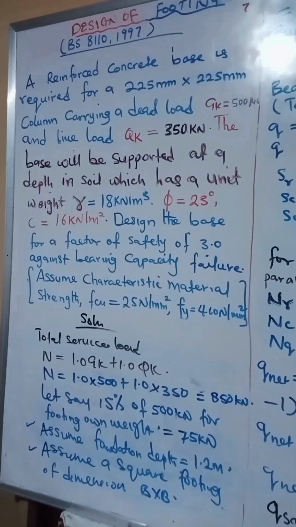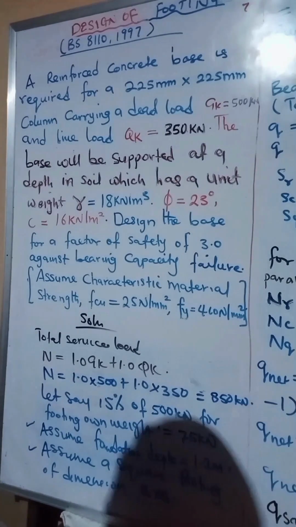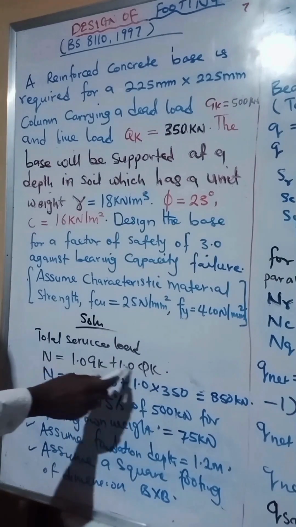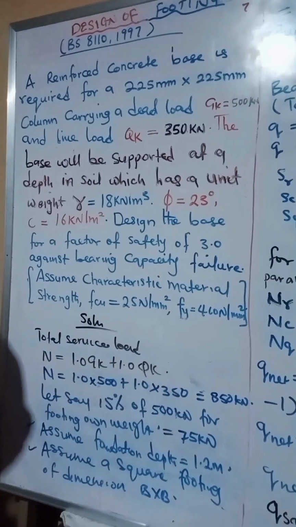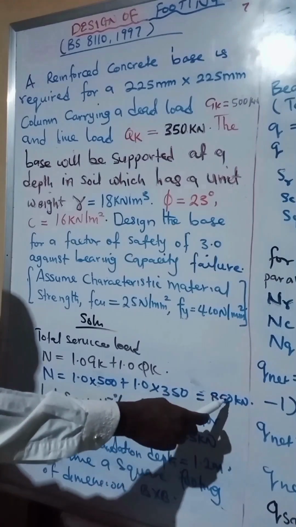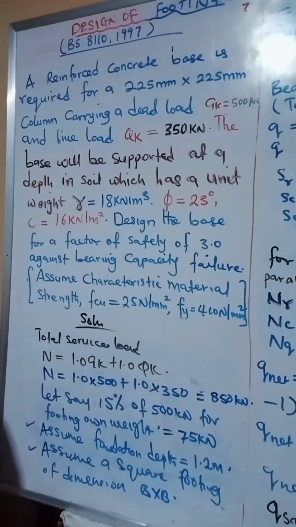Now, in solving this problem, the first thing we must note is that the loads given on the board are the axial load that is being carried by this column. And we are told that the total dead load is 500 kilonewton, while the live load is 350. These loads are unfactored loads, they are service loads. So since they are service loads, we can now say that the total service load for this particular footing is 1.0 GK plus 1.0 QK. Now the total service load becomes 850. All right, that is the total service load carried by the column.